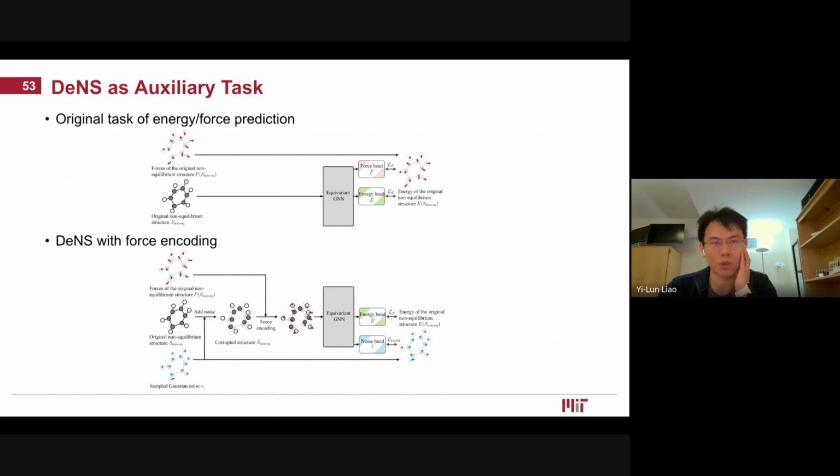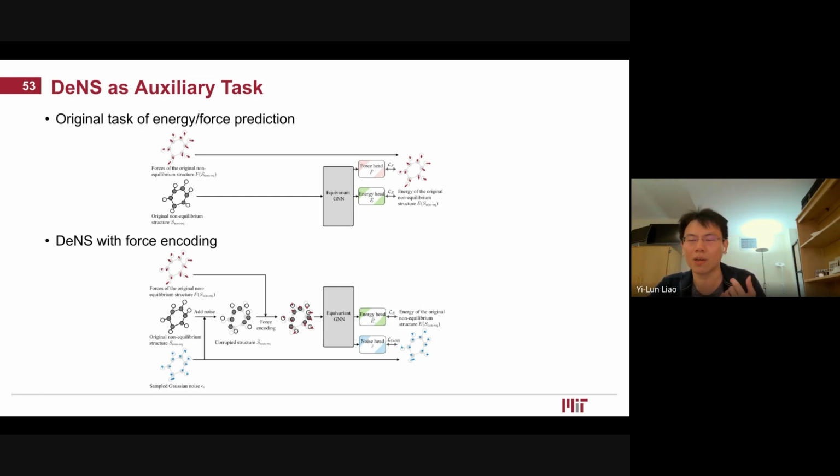we have the original non-equilibrium structure, and also it's force stable. And we add noise to the non-equilibrium structure, but we encode the force corresponding to the original structure here. And then we feed this chaotic structure, but with original force as the input. And we use this as input and try to guess what is the noise added here. So I think this is how we use it during training.